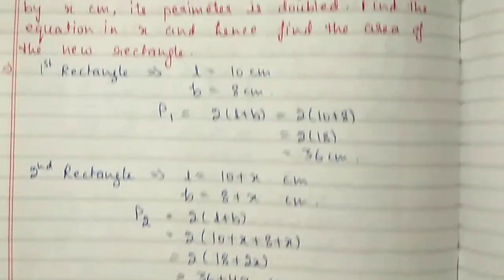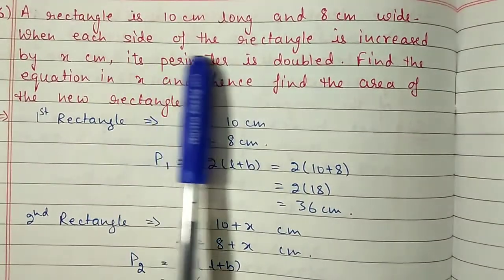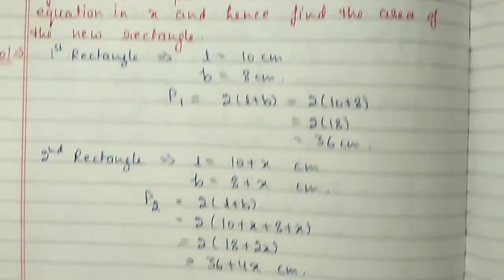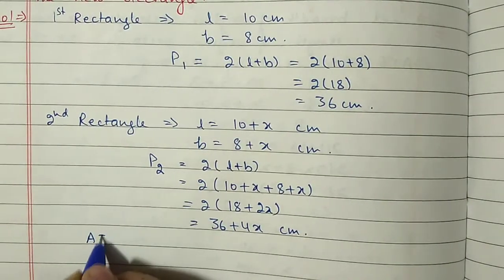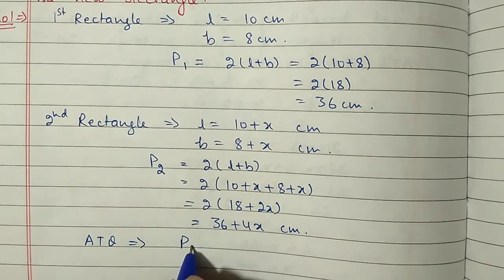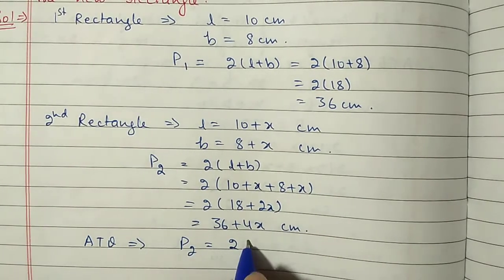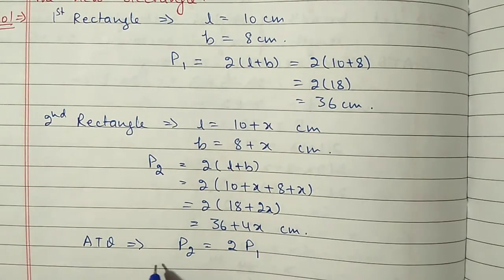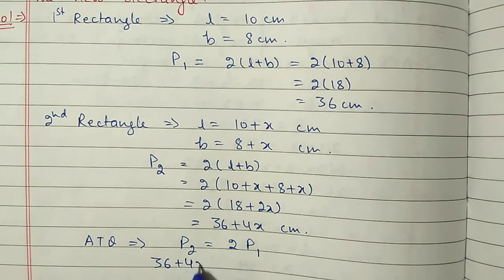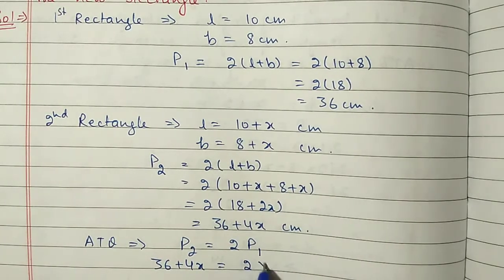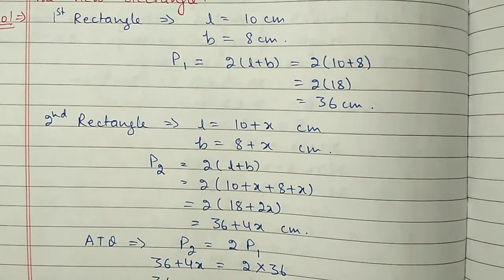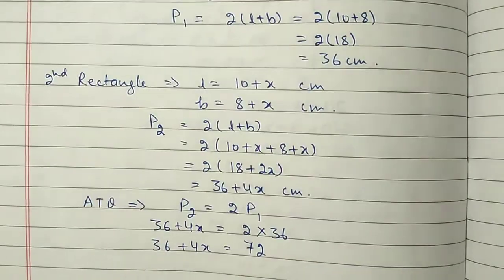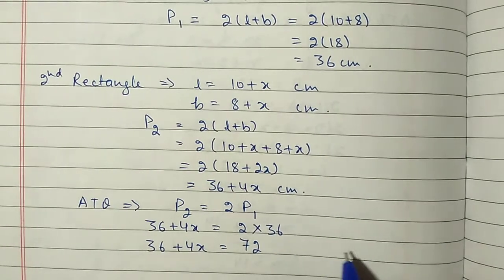Now according to the question, when each side of the rectangle is increased by x, its perimeter doubled. Means this second perimeter P2 is double of the first perimeter. P2 is equal to 2P1. So this P2 is 36 plus 4x, which is equal to 2 into 36. So this is the equation for x.